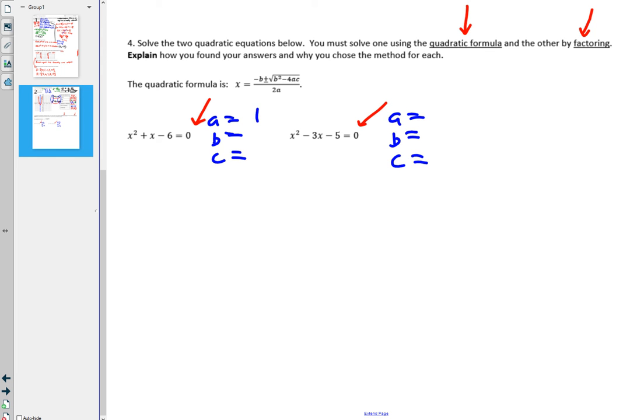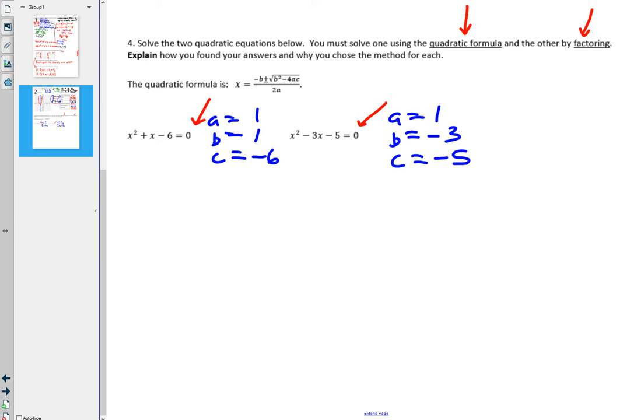On the first one, A is 1, B is 1, C is negative 6. Here, A is 1, B is negative 3, C is negative 5. But this specifically tells you that you have to use quadratic formula on one and factoring on the other.